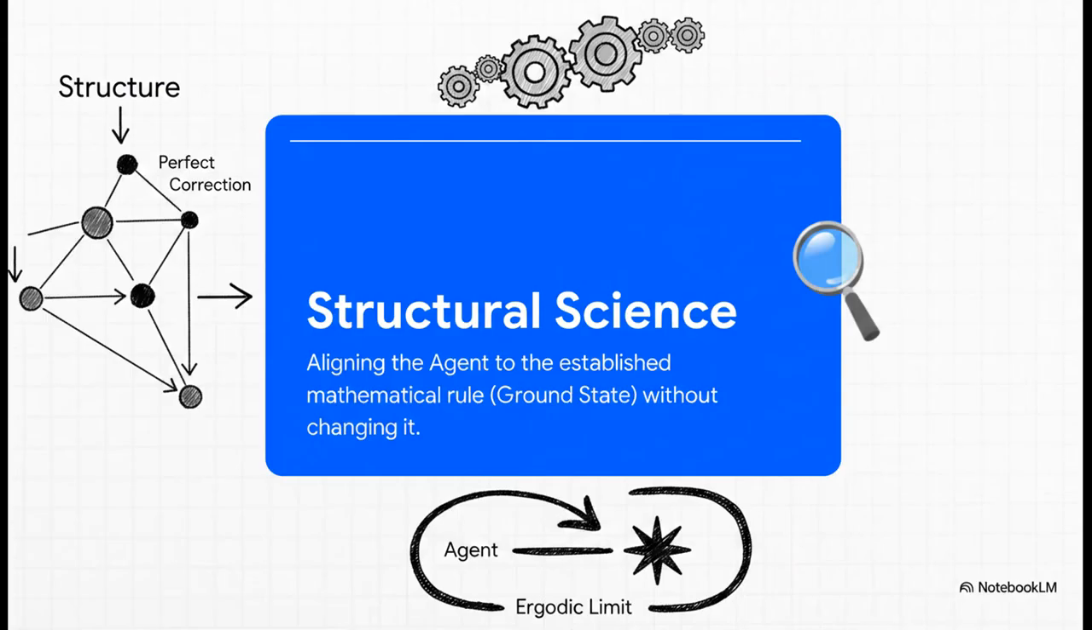Instead, prayer is structural science. The operator surface doesn't require our input or spoken words to change its behavior, because its behavior is already fixed. Prayer is actually a structural realignment of the agent to a rule that is already perfectly established. It's the internal state of the agent dropping its errors to achieve what is formally called the ergodic limit, basically arriving at a state of perfect, unchanging balance with the core system.